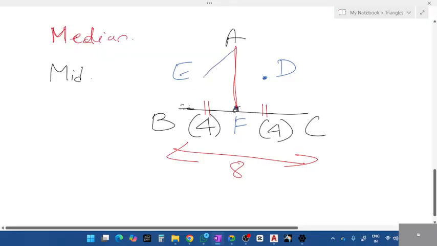So which is a median here? Sorry, F is the midpoint, students. F is known as midpoint. AF is known as median.